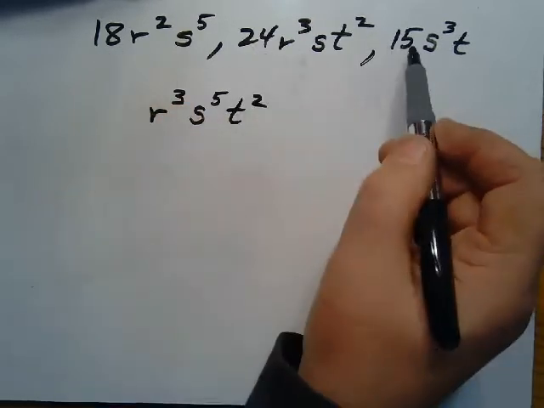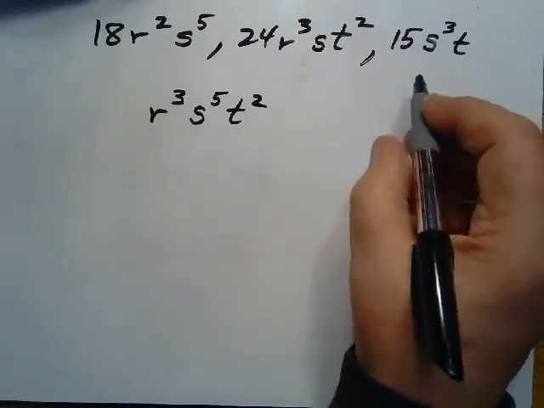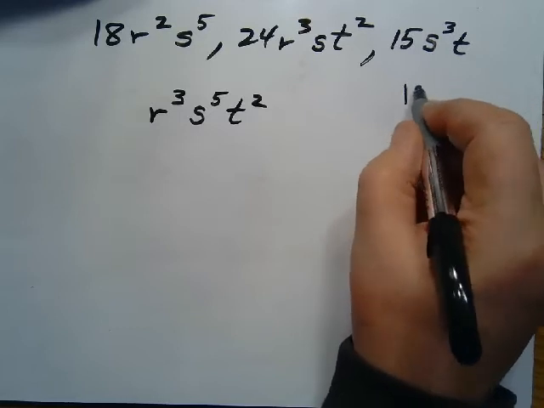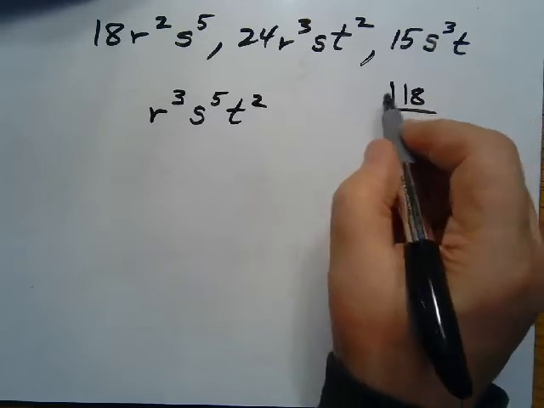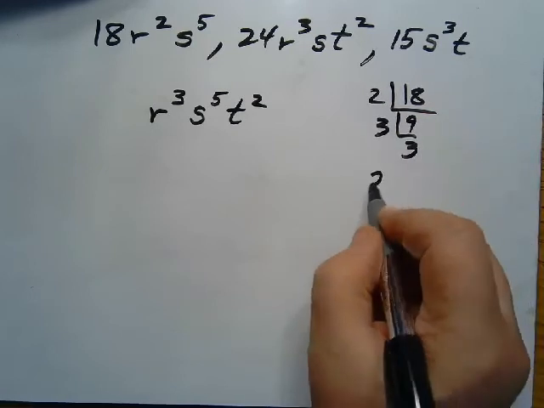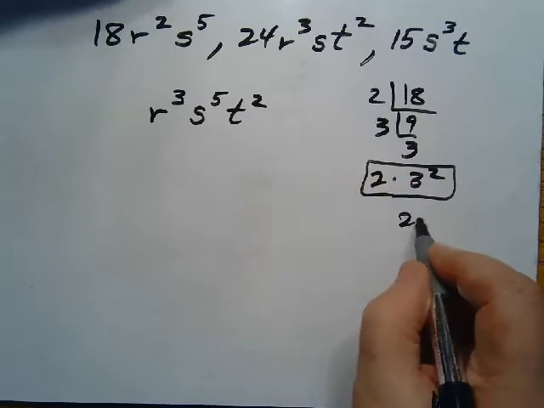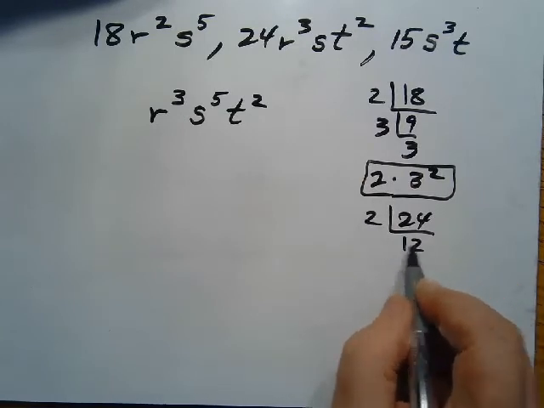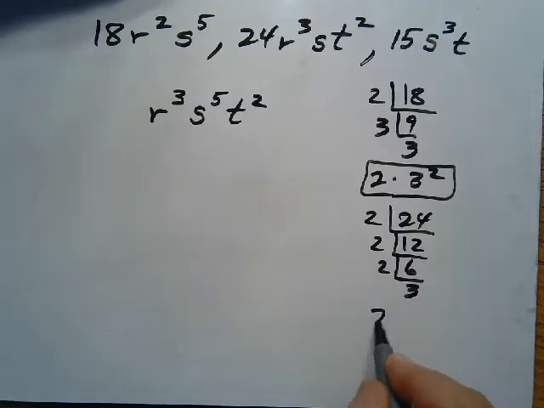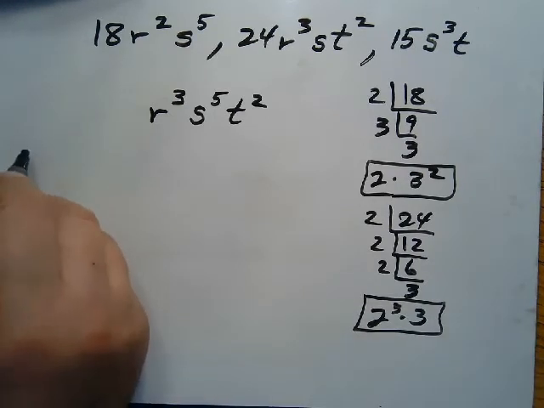Now, to get the least common multiple of these 3 numbers, I'm going to go over to the side here and use prime factorization. Picking a prime number into 18, 2 goes into 18, 9, and 3 goes into 9, 3. So this is 2 times 3 squared. Hang on to that one. Take 24. 2 goes into 24, 12. 2 goes into 12, 6. 2 goes into 6, 3. This is 2 to the third times 3. Hang on to that. Let's go over here to do the last one.